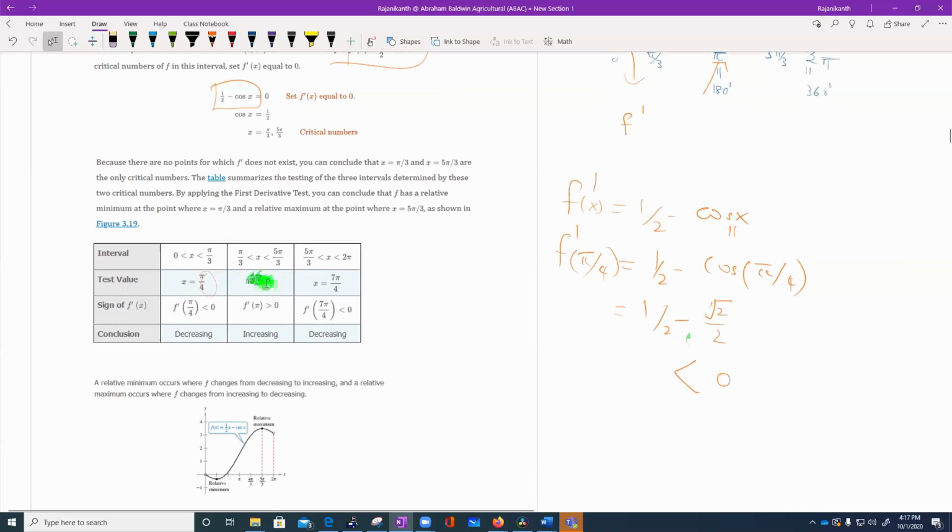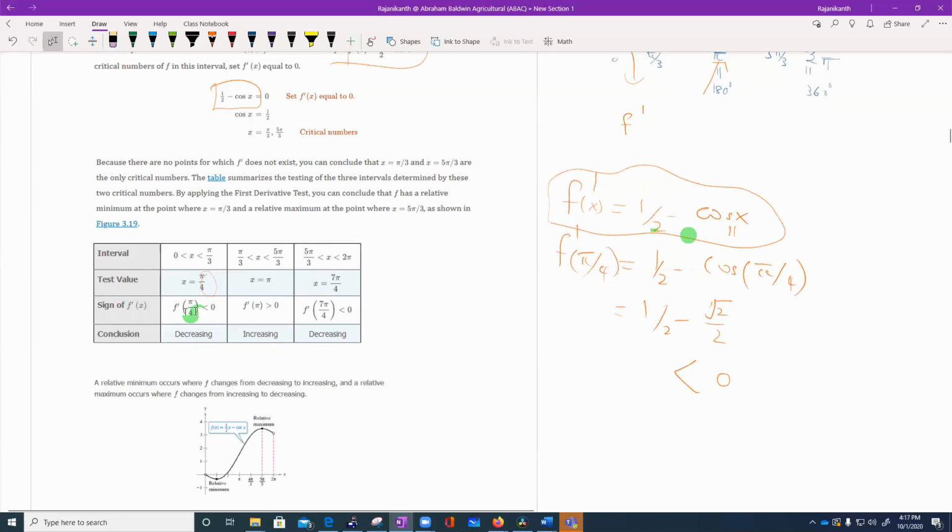So again, plugging this value into the same function, the first derivative function. Now we are plugging pi here. So cosine pi will be negative 1. So that negative and this negative will be positive 1. 1 plus half is 1 and a half. So you will get a positive value in that interval. Again, plugging 7 pi over 4 into that first derivative function, you will get negative. Okay, that's it.